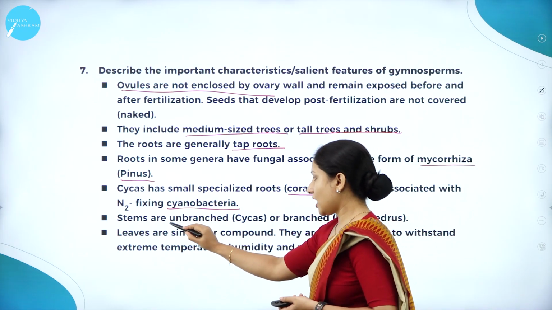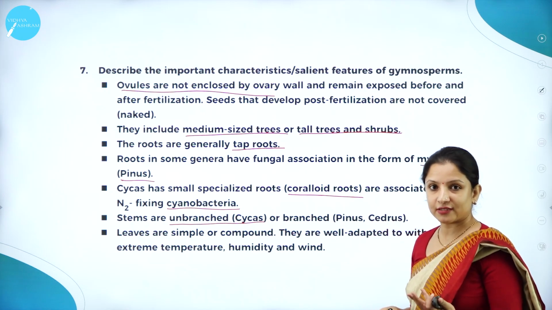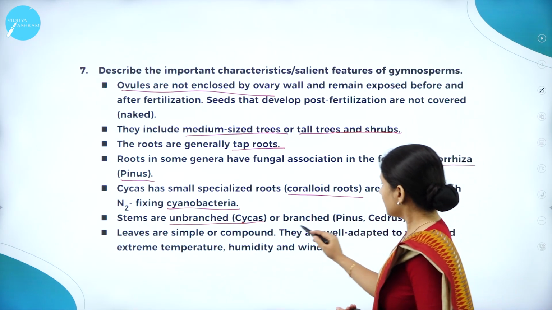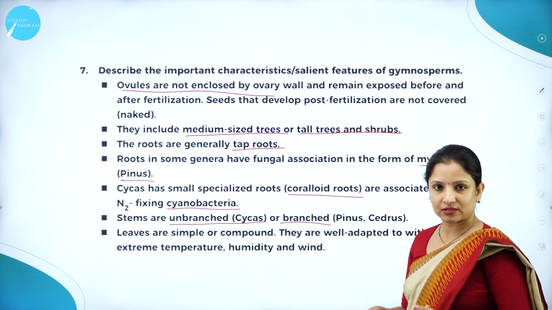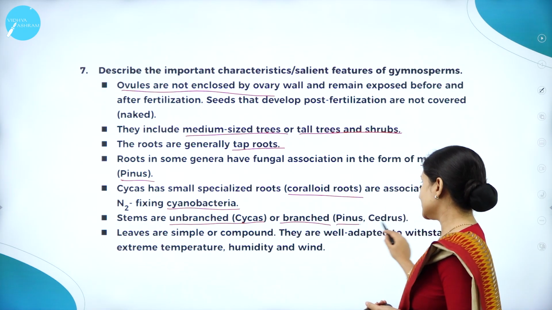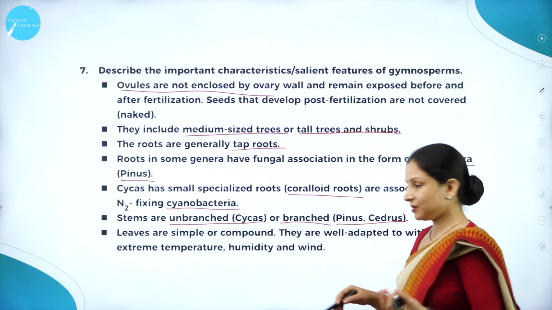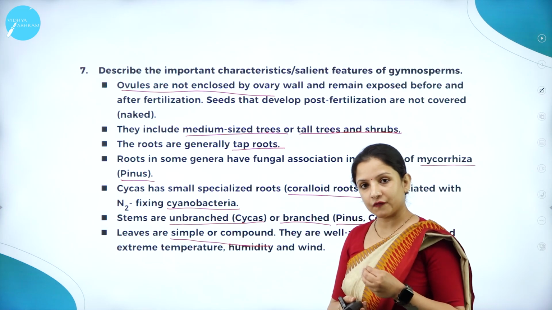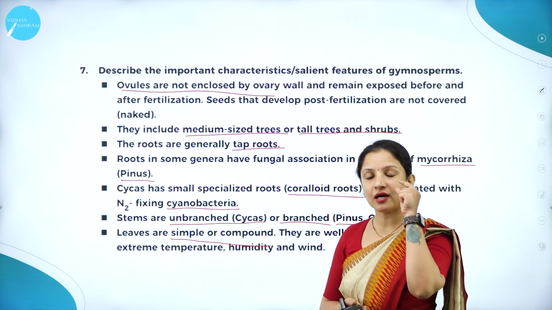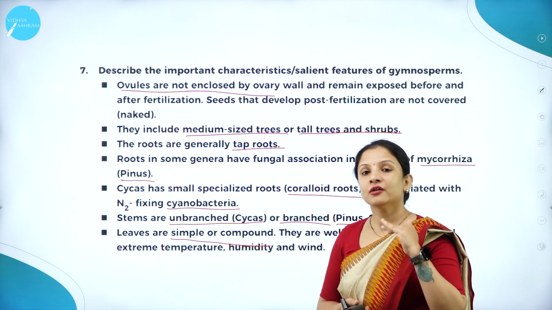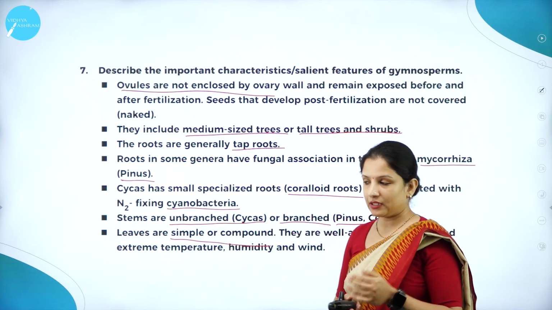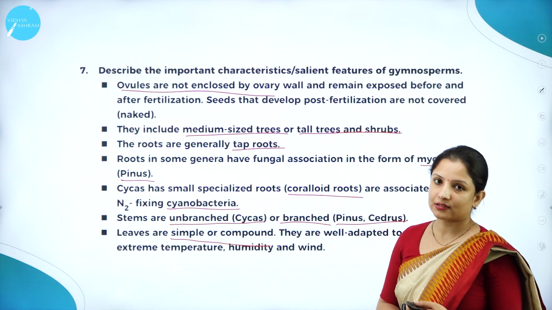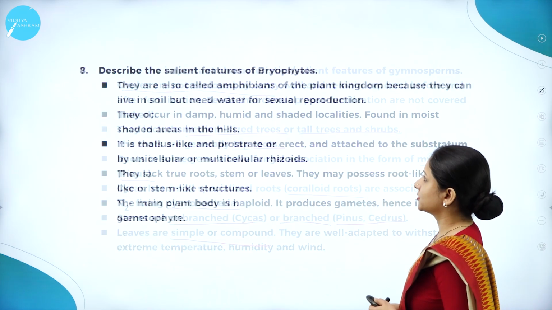And the stems are unbranched, that is they can be unbranched in the case of cycas, and in cycas the male and female plants are separate. Some of the plants can have branched stems also, for example pinus and cedrus. And the leaves are simple or they can be compound also, and one of the main characteristics of these gymnosperm members is the leaves are leathery, spine-like and all that, to adapt to extreme environmental conditions. For that it is very important. So these are some of the important characteristics of gymnosperms.